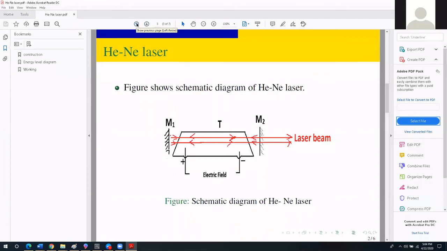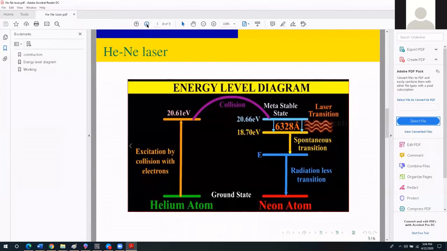Now the neon atom collides with the wall of the tube, and this extra energy is transferred to the wall, and the radiationless transition takes place, and the neon atom comes to the ground state, and then the same process repeats, and we get the laser light. Since the mirror M2 is partially reflective, we get the laser light through it.